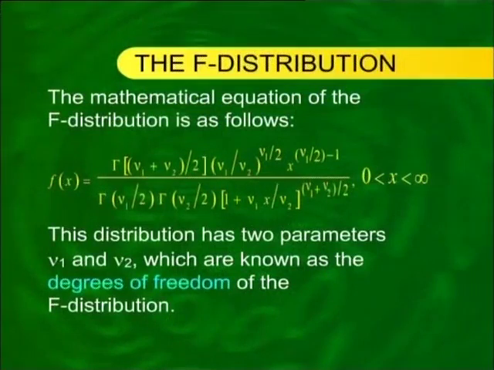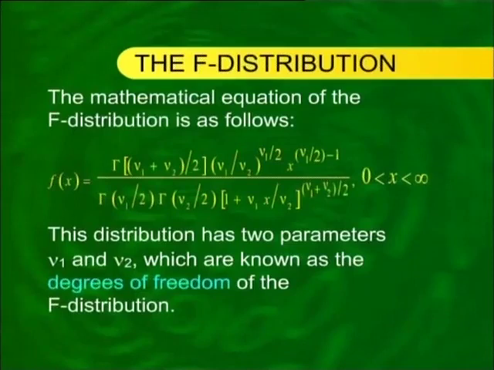F of x is equal to gamma of (nu 1 plus nu 2) over 2 into (nu 1 over nu 2) whole raised to nu 1 over 2 into x raised to nu 1 over 2 minus 1, and this whole thing divided by gamma nu 1 by 2 gamma nu 2 by 2 into (1 plus nu 1 x over nu 2), and this whole expression raised to (nu 1 plus nu 2) over 2. And this entire equation is valid for x lying between 0 and infinity.